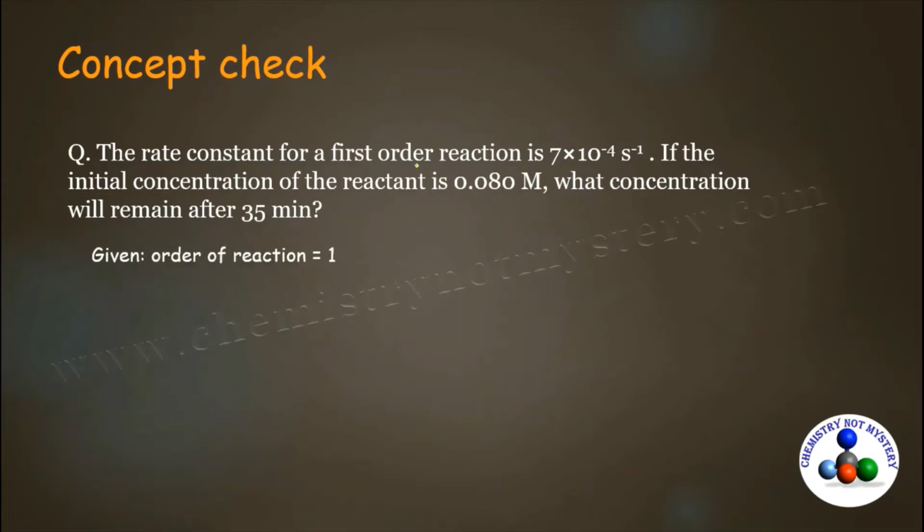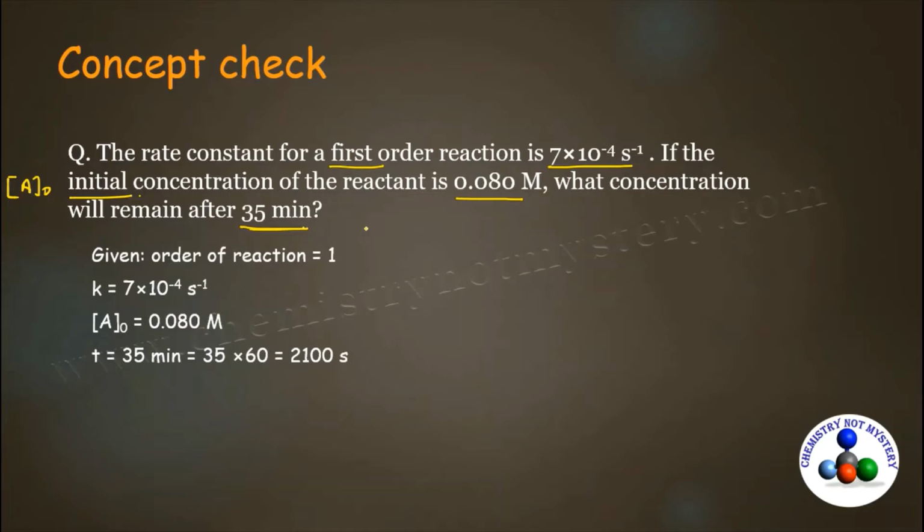In the question, the order of reaction is given, it is first order. Rate constant is given, that is 7 into 10 raised to minus 4 per second. And the initial concentration, that means A naught, is given, that is 0.08 molar. And time is given, that is 35 minutes. But here the unit of rate constant is per second, so you have to convert minutes into seconds by multiplying by 60. So you will get 2100 seconds.